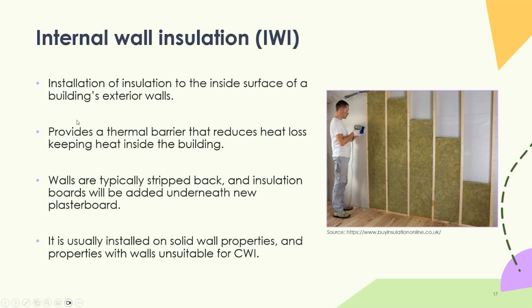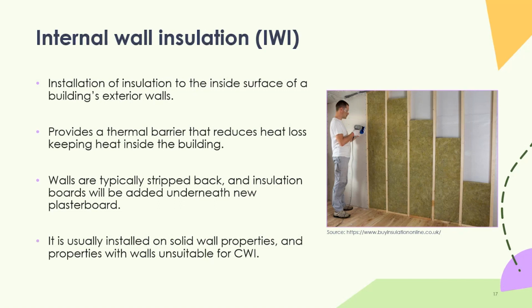Just moving on to internal wall insulation. So this is where I mentioned that if you can't insulate on the outside of a building because maybe you're in a conservation area, you'd be looking at an internal insulation. And you can see on the right there, that's an approach where you batten the wall and then have your insulation panels between the battens, and then you would mount plasterboard on top of that, replaster, and then decorate. So this basically creates a thermal barrier, reducing heat loss and keeping the heat inside the building.